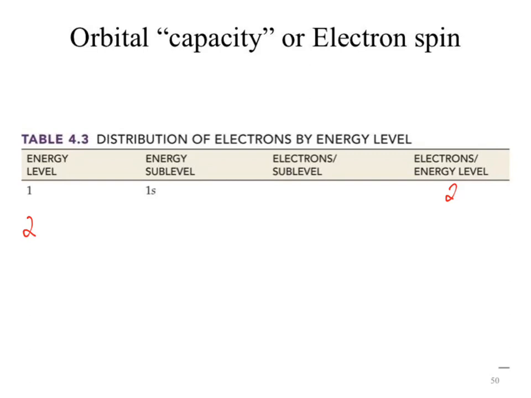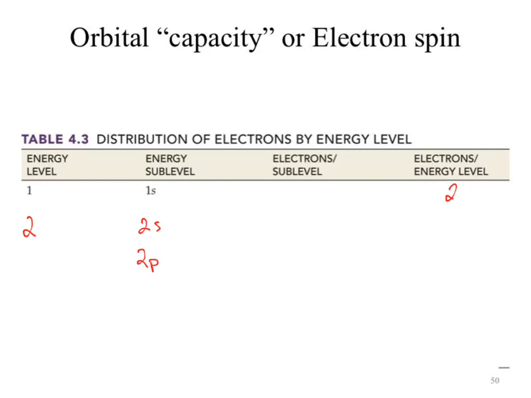Six. Where'd you come up with six? No, change your answer now. You're not allowed to. Why'd you say six? Six, because that's how much the second holds. If we think to our second energy level, we see the P orbitals, and our P orbitals have six. But you'd be wrong, because our second energy level is not just P orbitals, it is also the 2s.